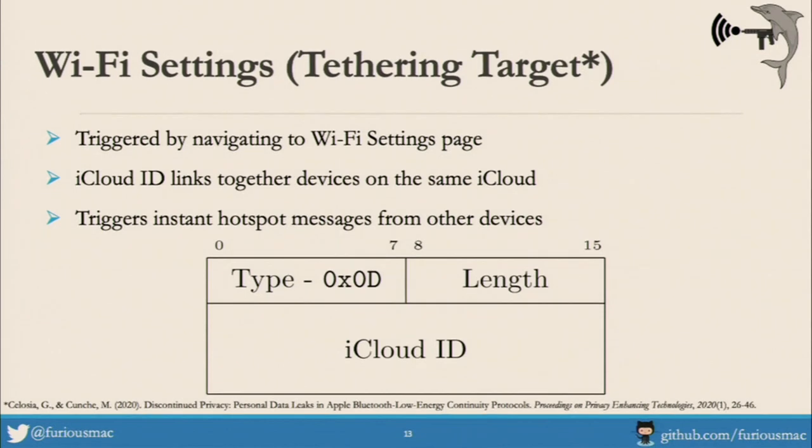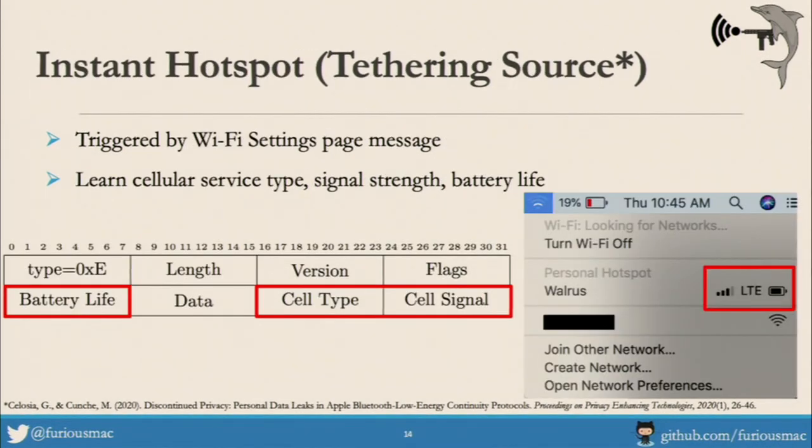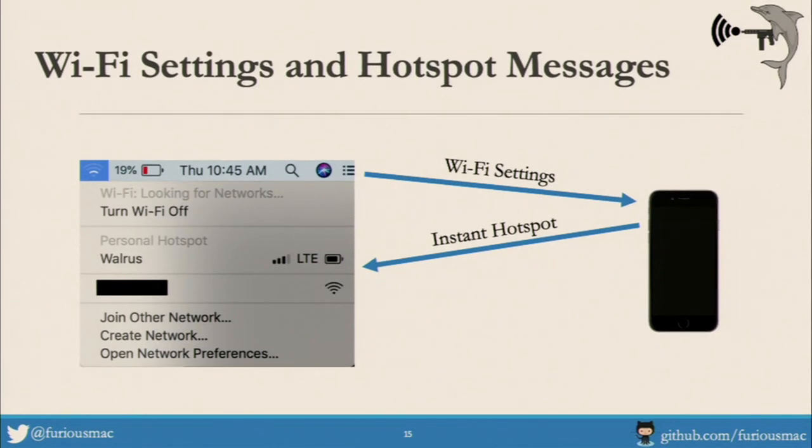So you can actually correlate all the different devices in a room that are linked back to the same iCloud account. And this message triggers a different message, which we call a hotspot message. What this message contains, in the various fields, is the battery life of your device, the cell type you're using, whether it's 3G, 4G, LTE, and also the cell signal. So this is the flow that I can give you.